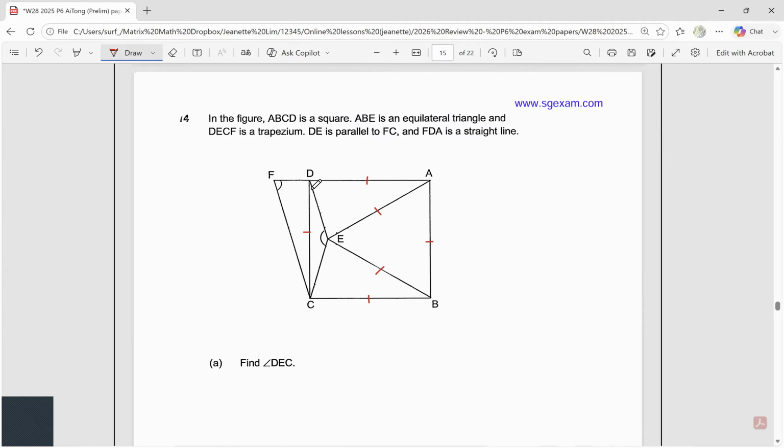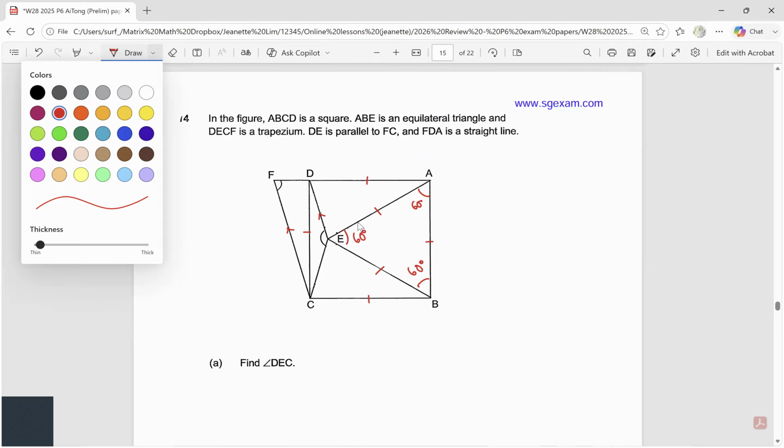And DECF is trapezium. So the only thing about trapezium you need to know is that there's one pair of parallel lines. So label them. Okay, so DE parallel to FC. And FGA, this is a straight line. So find angle DEC. Okay, this angle marked out over here. So firstly, no angles are given in this question, but if it's equilateral, I'll know that this is 60, 60, 60.